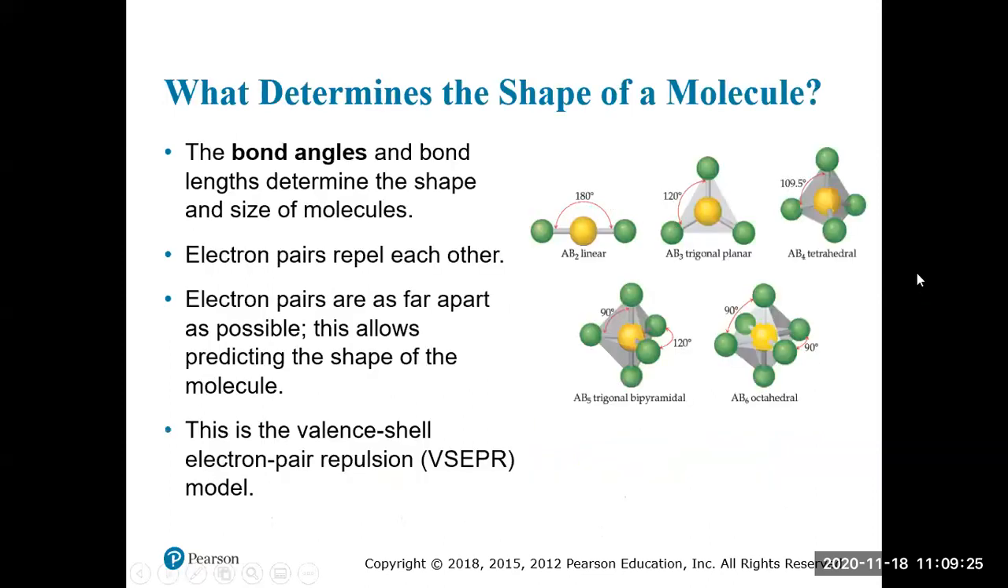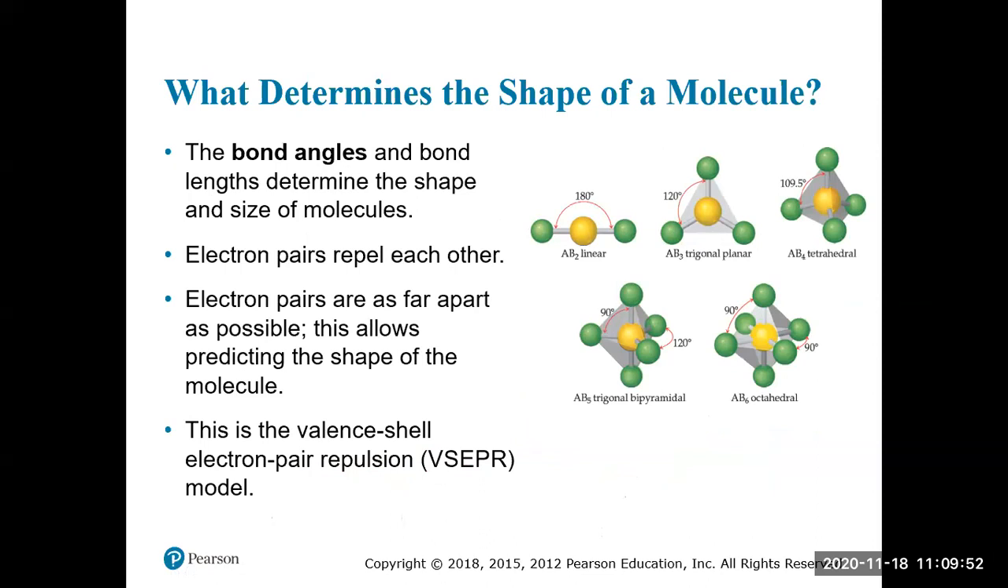When we talk about the shape of the molecule, really what we're talking about are the bond angles. And once again, bond angles are one of the things you measured in that last lab. In terms of the size of the molecules, that's where the bond length comes into play. But shape is more the bond angle issue.